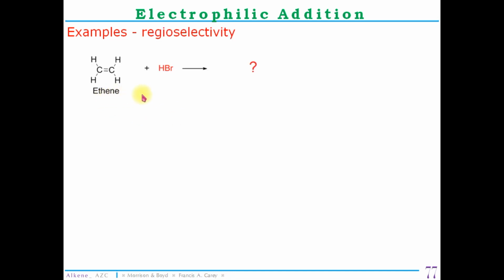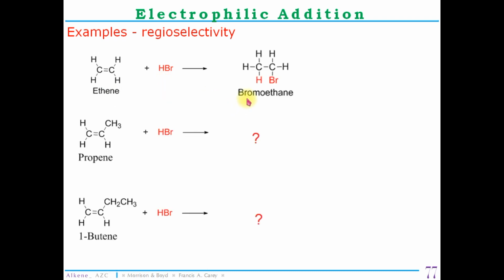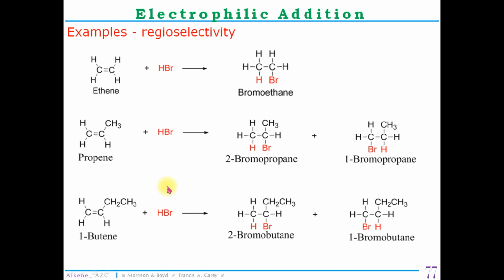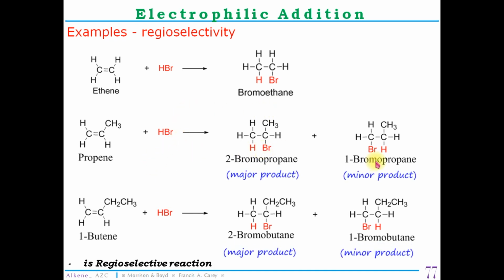Example where ethene is reacted with hydrogen bromide, which gives bromoethane. Now what will be the product where propene or 1-butene is reacted with hydrogen bromide? In the first example we are getting only one product, but in both of the below reactions we are getting two types of product. In propene we are getting 2-bromopropane as major product and 1-bromopropane as minor product. In butene, we are getting 2-bromobutane as major product and 1-bromobutane as minor product.